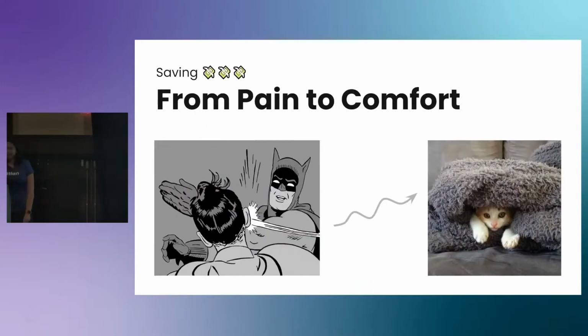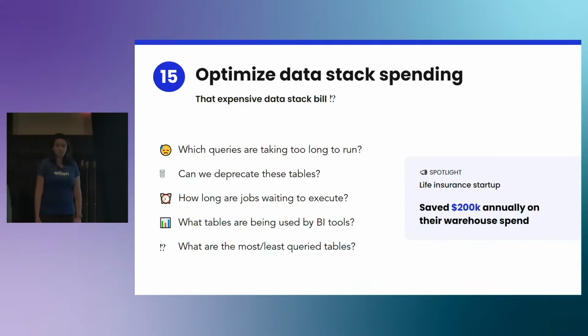From pain to comfort, saving money on that warehouse bill. There are actually a ton of questions that can help you optimize your data stack spend in some ways, right? Which queries are taking too long to run? Can we deprecate these tables? How long are jobs waiting to execute? Which tables are being used in BI tools? What are the most or least queried tables?